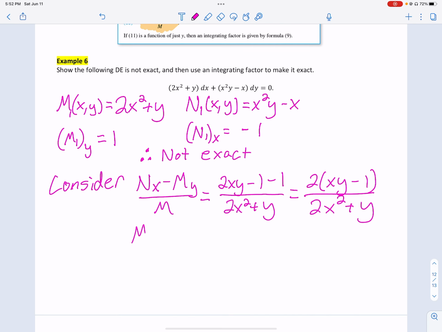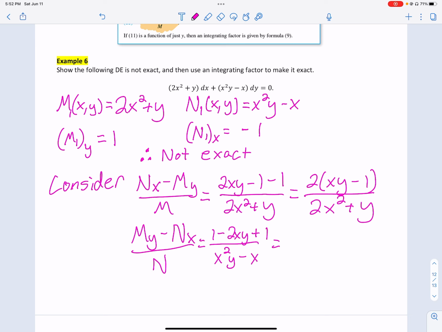So what I do now is I go the other way, My minus Nx over N. And if I plug all this in now, 1 minus 2xy plus 1 over x squared y minus x, right? So I get a negative 2xy plus 2 on top over x squared y minus x. And then we can actually factor it. I'm going to do it here. 2 on top. So I get xy minus 1.